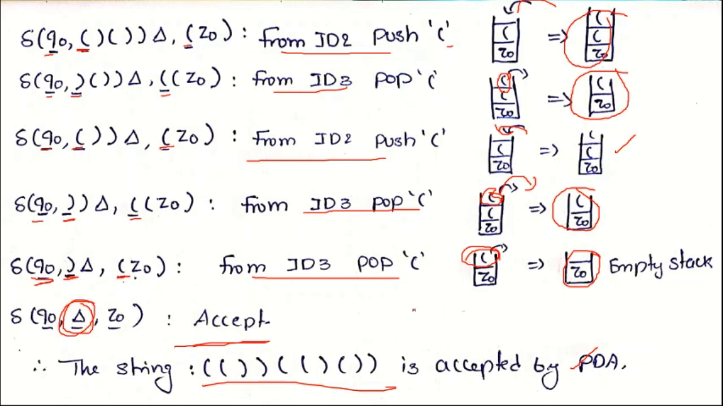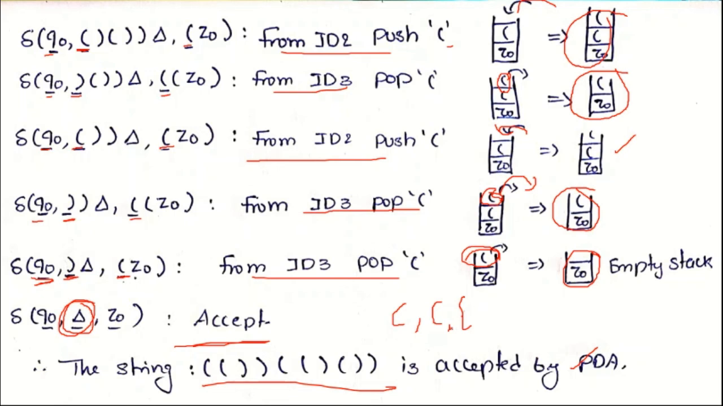In case we consider normal parentheses, square brackets and curly braces, then we can write the ID for each and every combination. Q0 comma normal parenthesis comma Z0 is a push; either square comma Z0 push, either curly comma Z0 push. If the input is a normal parenthesis and the top of the stack is an open square parenthesis, then we also perform the push. Every combination is a push operation.